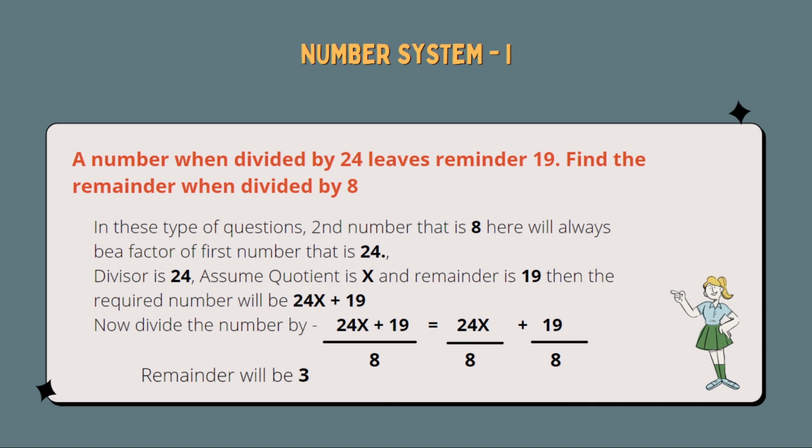Now we have to divide that by 8 to check what the remainder is. So we will divide 24x plus 19 by 8, and we can just break it into two separate terms: 24x by 8 and 19 by 8. 24x by 8 is completely divisible by 8. 19 by 8 will give you the remainder 3. So what will be the remainder? 3. So this is the right answer.